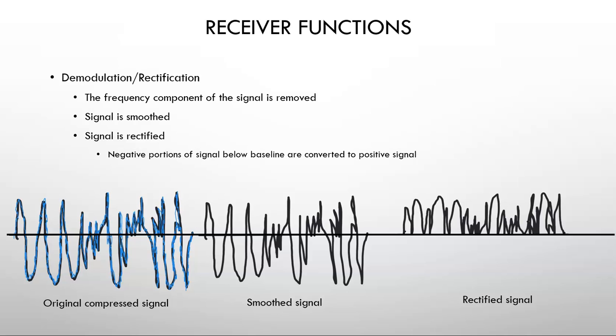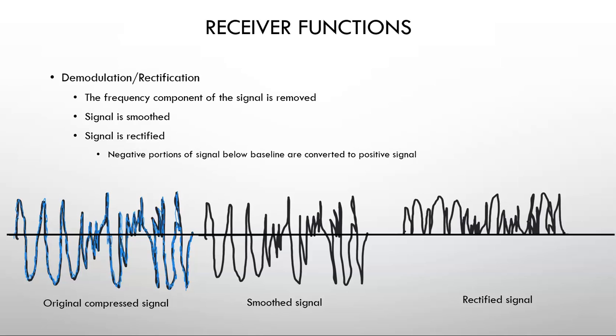Our next receiver functions are demodulation and rectification. So I said that there seemed to be 6 parts to the receiver, and rectification is the sixth one, though we throw it in there with demodulation. Demodulation is the removal of the frequency component of the signal. So remember, when we send out a pulse of ultrasound, which is what gets our echoes to come back to us, that pulse has a frequency component to it, usually around 5 megahertz. So we don't want to see those rarefactions and compressions in our image. We want those to be removed, and that is what demodulation is: removing the frequency component of the signal.